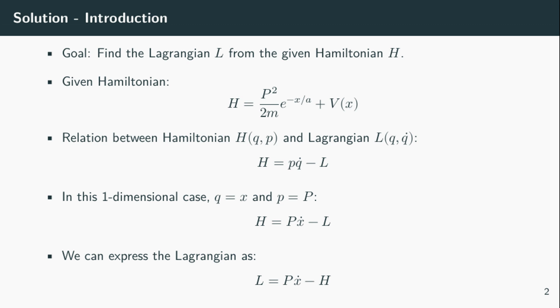Remember the fundamental relationship between the Hamiltonian H, which is a function of generalized coordinates q and generalized momenta p, and the Lagrangian L, which is a function of q and generalized velocities q dot. That relationship is H equals p times q dot minus L. In our specific one-dimensional case, the generalized coordinate q is just x and the generalized momentum is p. So the relationship becomes H equals p times x dot minus L. Here x dot represents dx by dt. We can rearrange this equation to solve for the Lagrangian: L equals p times x dot minus H.